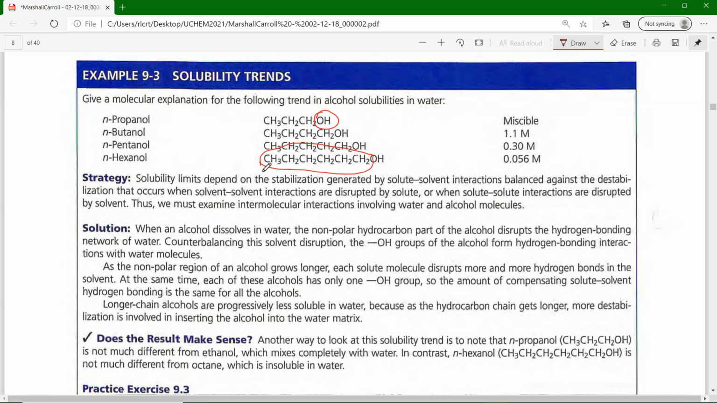So longer chain alcohols are progressively less soluble in water, because as the hydrocarbon chain gets longer, more destabilization is involved in inserting the alcohol into the water matrix.